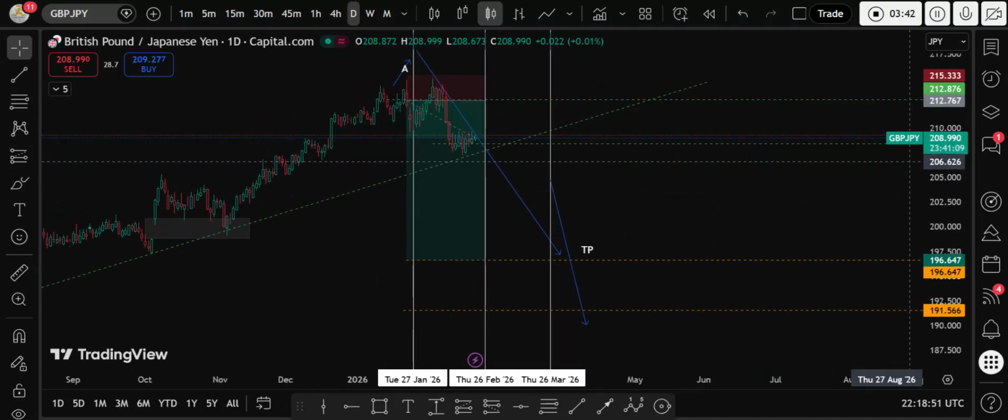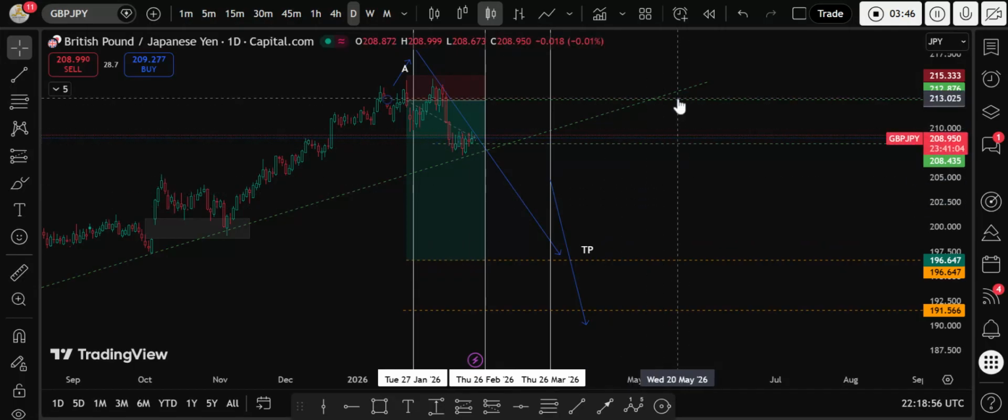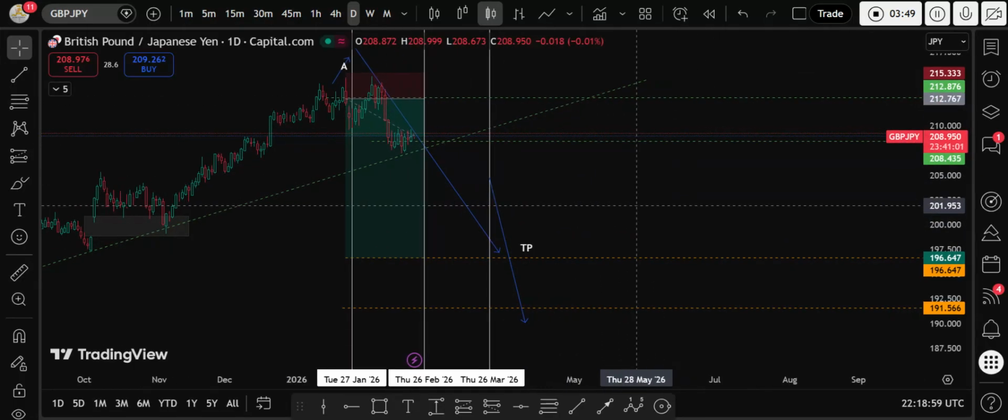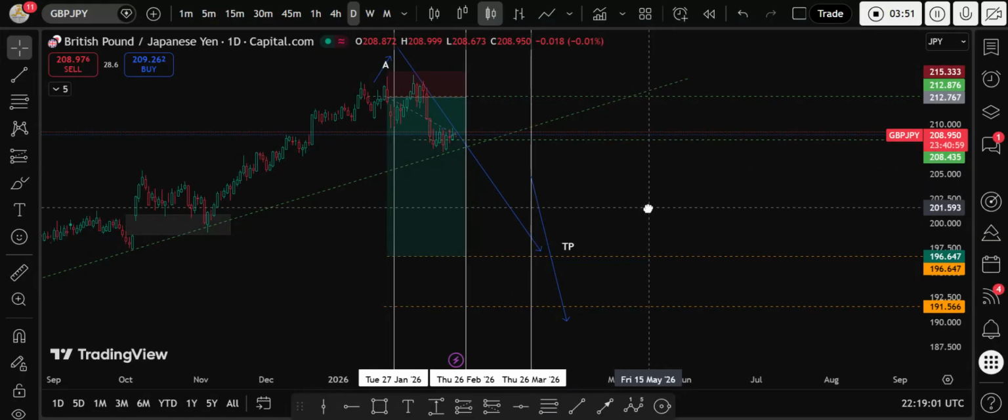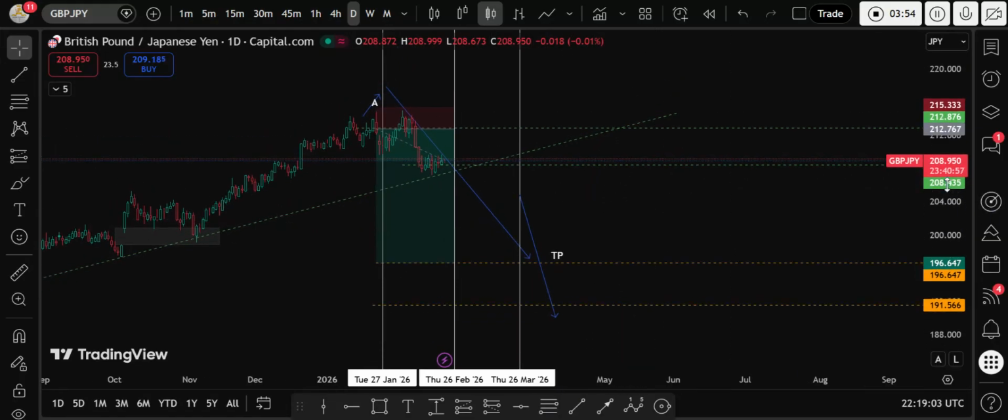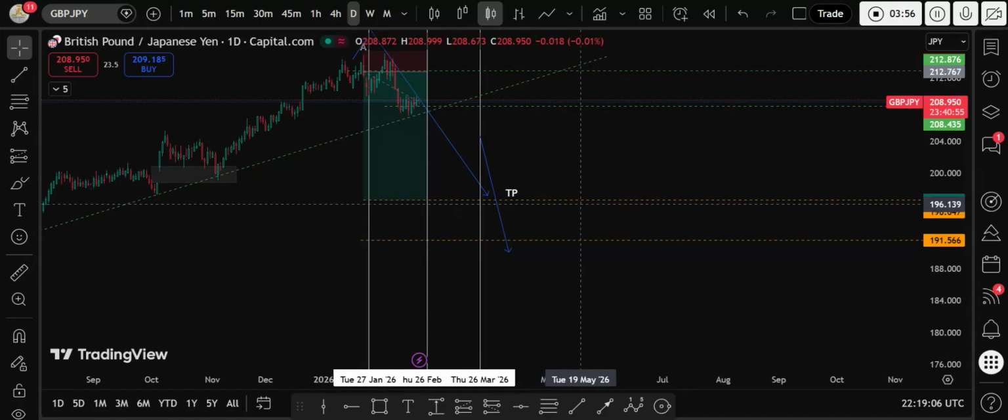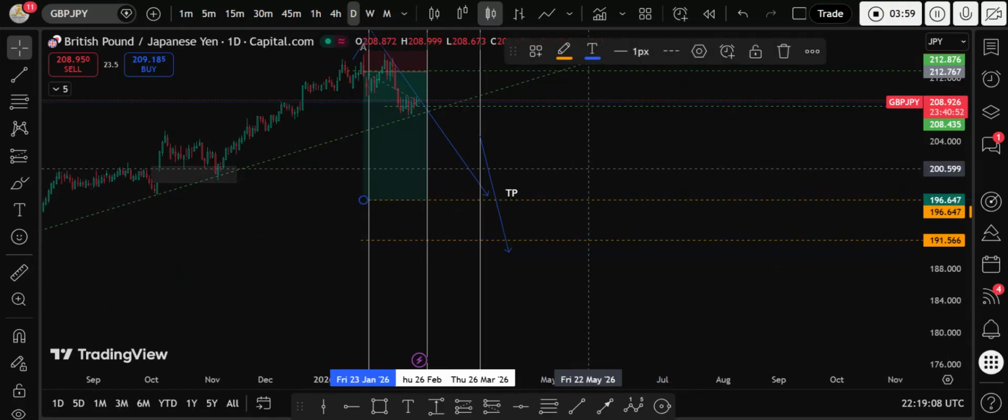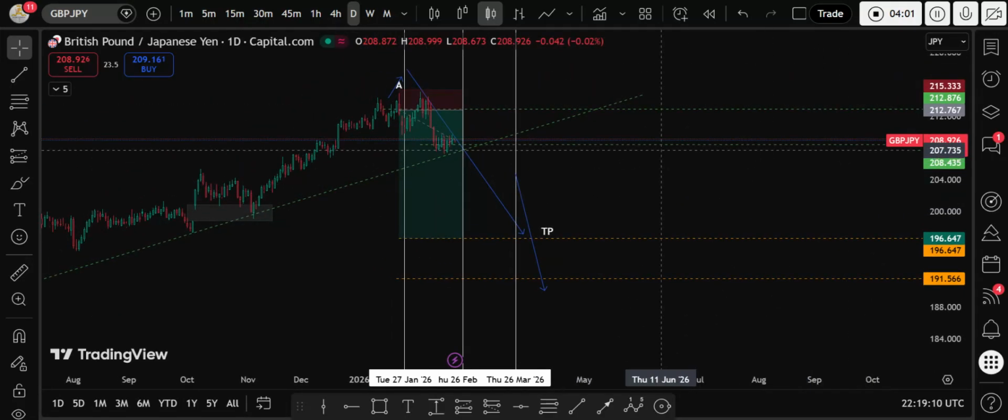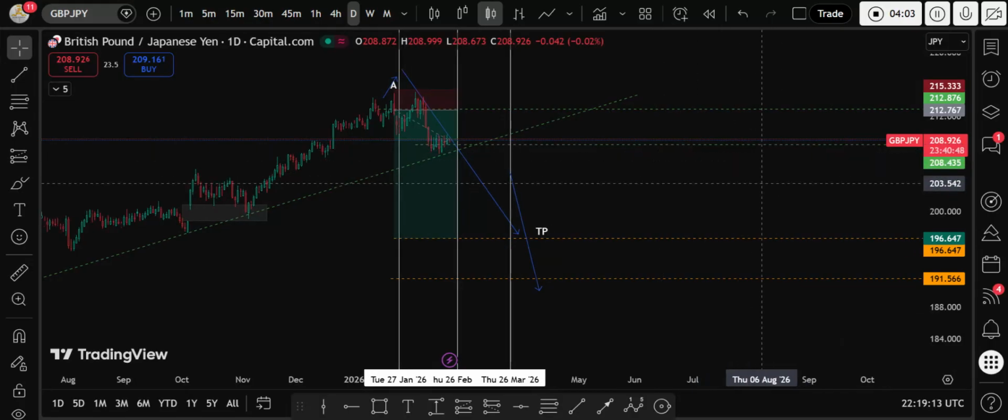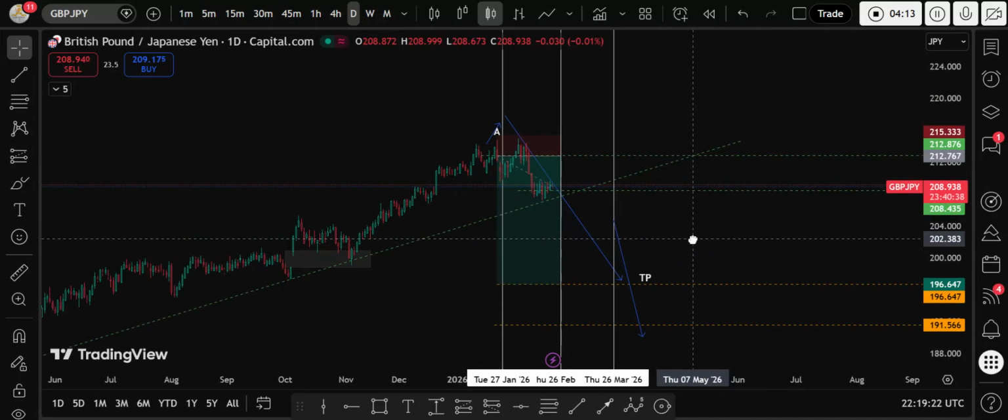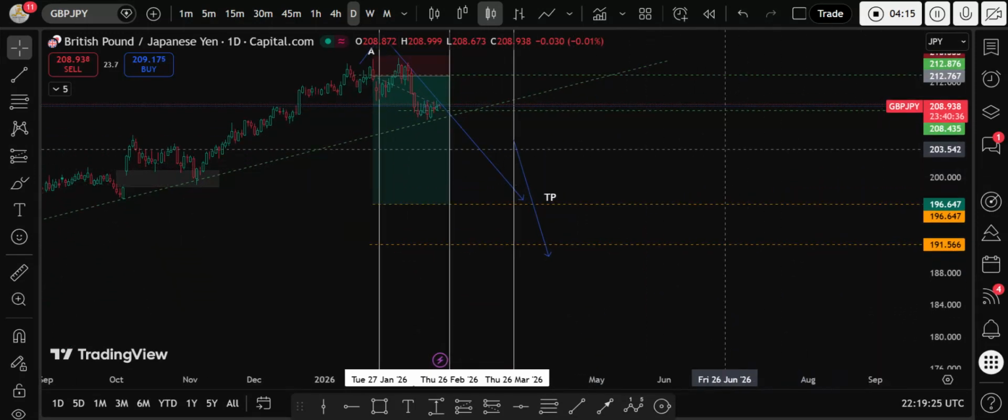As you can see, the green horizontal ray line, which is this one, stands for where we place our orders, where we place our sell orders for the pair GBPJPY. Our TPs are in the orange horizontal ray lines. So we are looking for the GBPJPY to go down to 196.647 and also 191.566 to the downside. So if you're interested, you can enter for a sell.